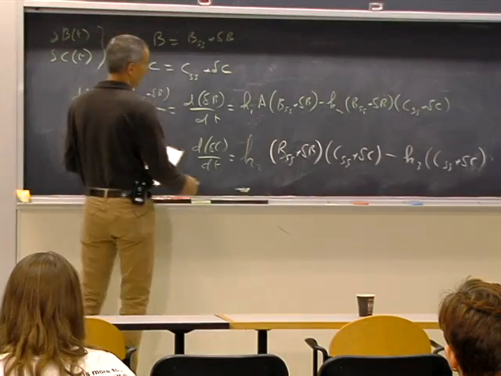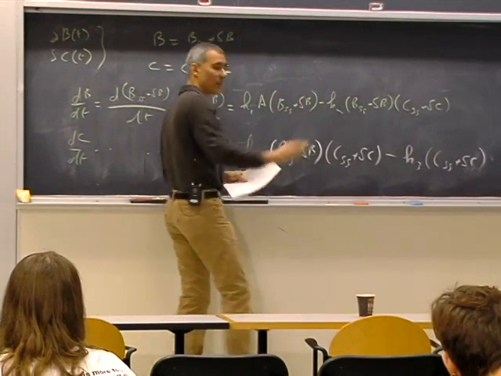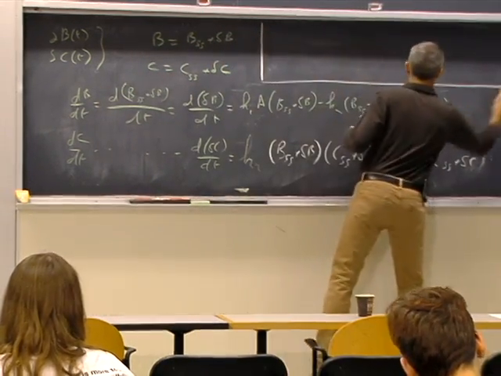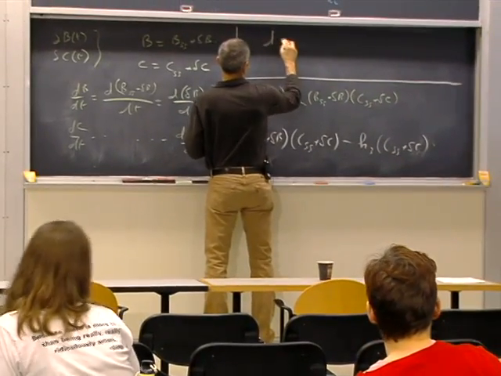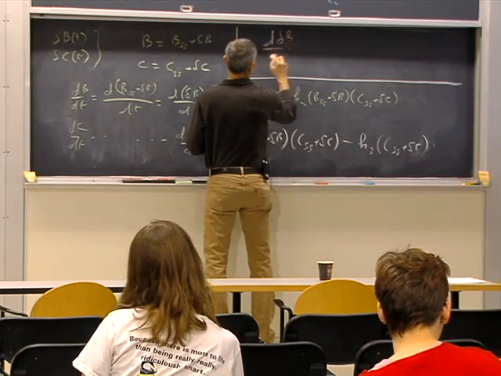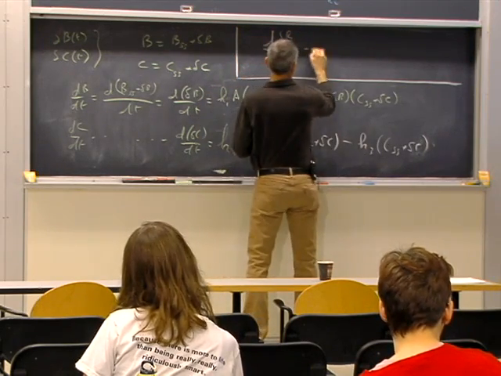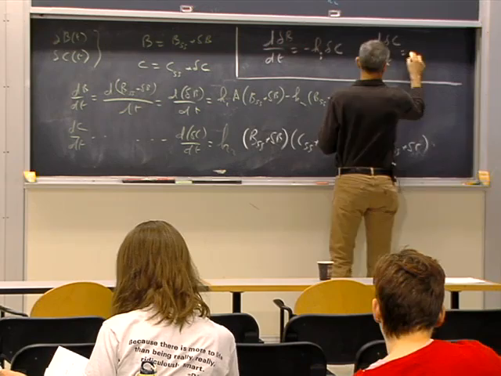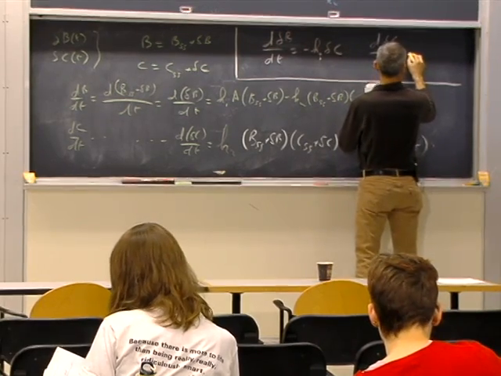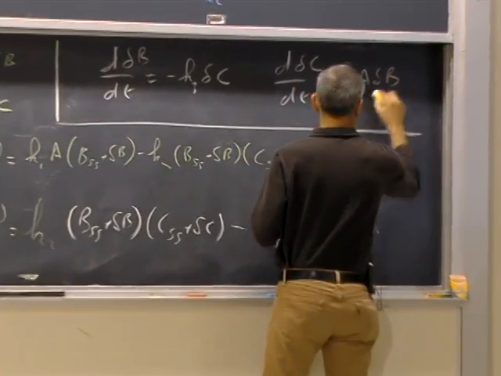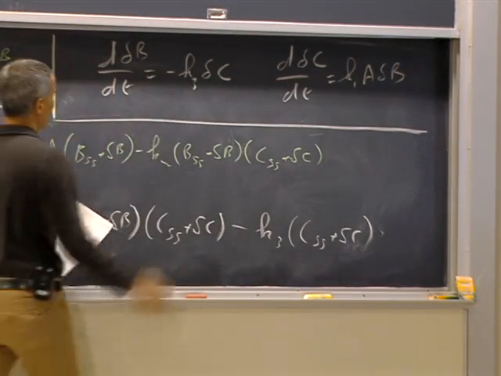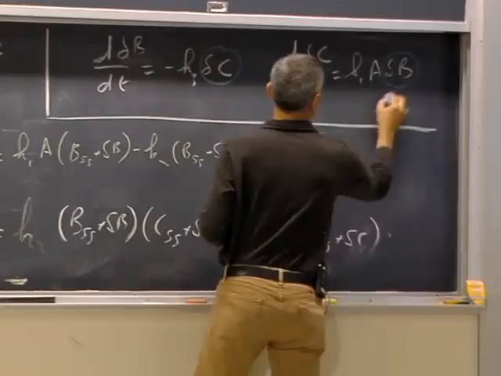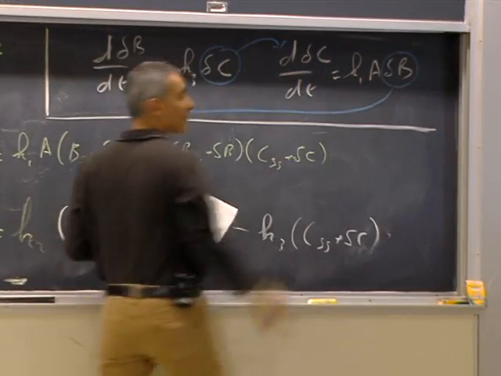And if you actually expand this out and take away all the terms that cancel out, you end up with something that looks much simpler, but is just as hard. d delta B/dt is equal to minus K3 delta C, and d delta C/dt is equal to K1 A delta B. And then you really see that it's coupled because the time derivative of delta B depends on delta C, and the time derivative of delta C depends on delta B. All right, and there's the feedback sitting right here.